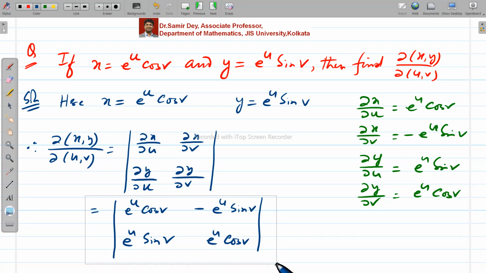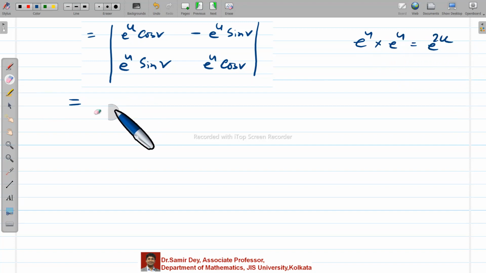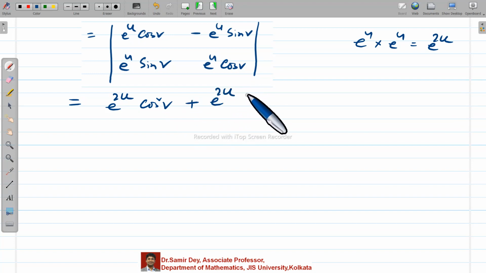Now it is clear that we need to simplify further. So ultimately it is coming this into this, that is e^u into e^u, that means e^2u, correct? So from here you may write e^2u cos²v plus e^2u sin²v.